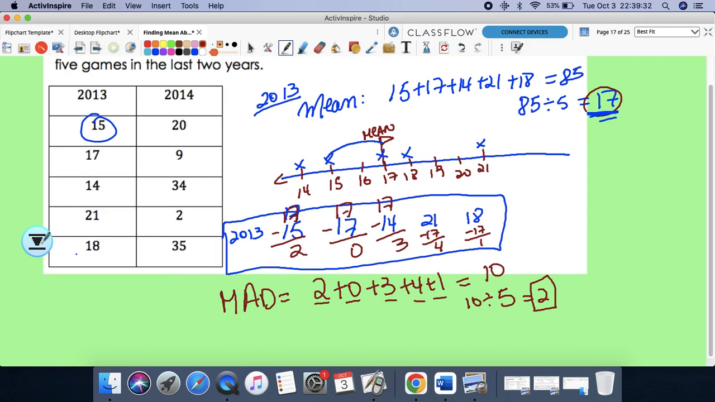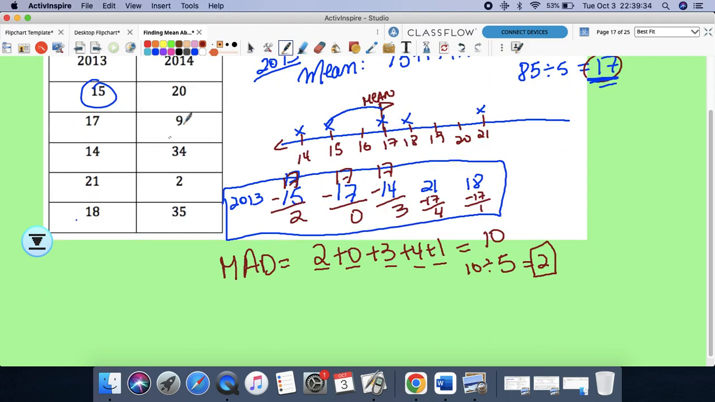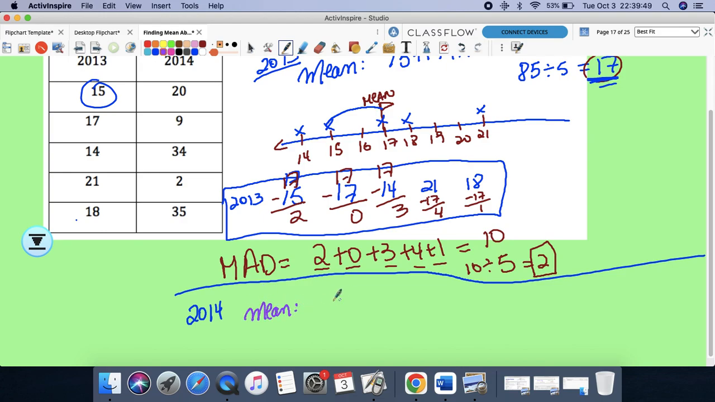Okay, let me do 2014. In 2014, we have to find the mean first. We're going to do 20 plus 9 plus 34 plus 2 plus 35. Enter. We get 100. And then we do 100 divided by 5. And the mean is 20. Don't forget this number.